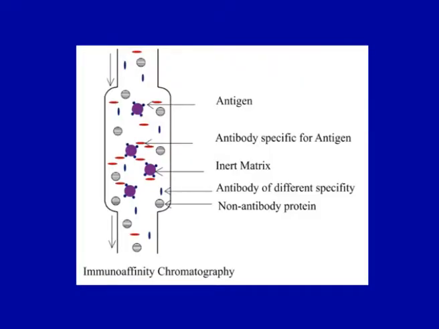So, if you see immunoaffinity chromatography, as you can see on your screen, there is an antigen immobilized onto the matrix material, the specific antibody will bind to it, and then antibody of different specificity could be brought in, and then they could be eluted, or by pH or other changes it could be eluted. So, immunoaffinity chromatography is another important form of affinity chromatography.